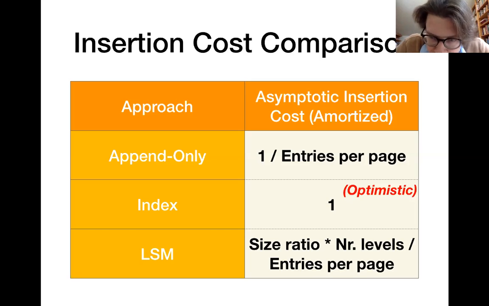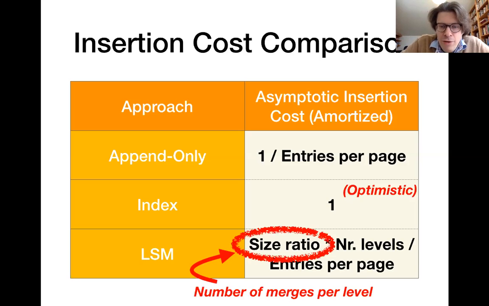So here I have multiple factors that I'm multiplying. First of all, I have the size ratio in there. And if you remember in the example that we have seen, in this middle level we actually merged things multiple times with that middle level. And the number of merge operations per level is essentially bounded by the size ratio between the different levels. So in the previous example, the size ratio would be 3. So that means I might merge things into one given level in O of 3 times.